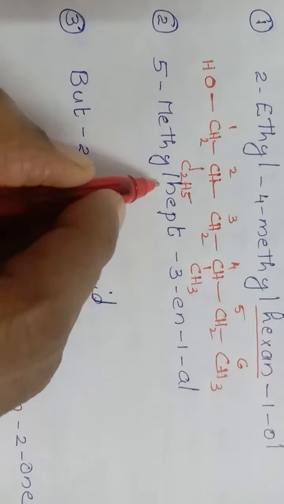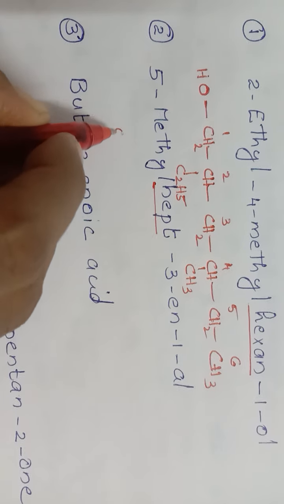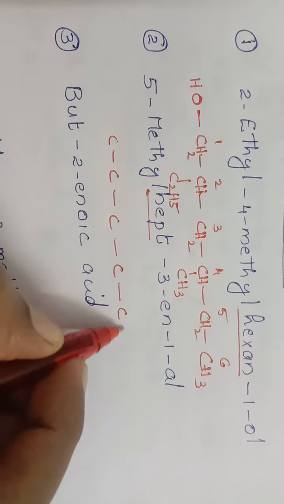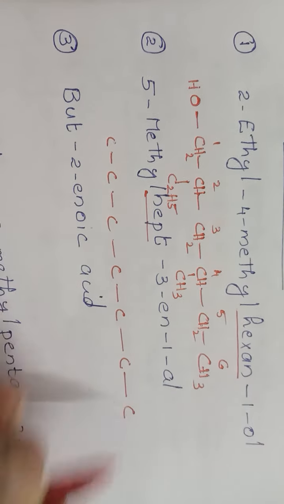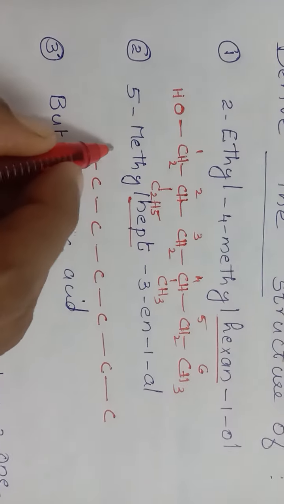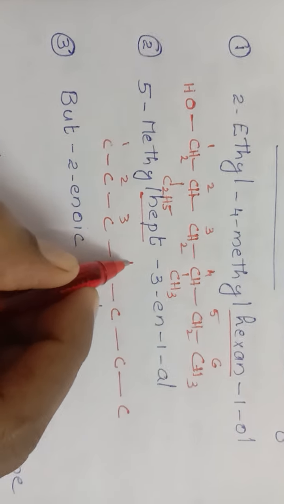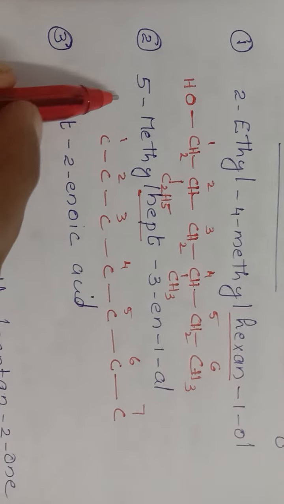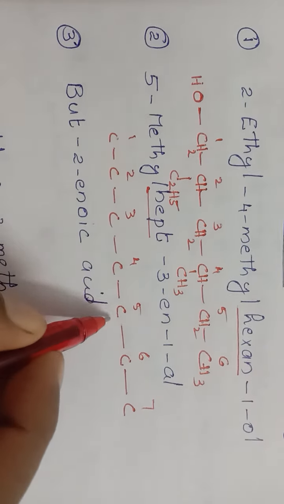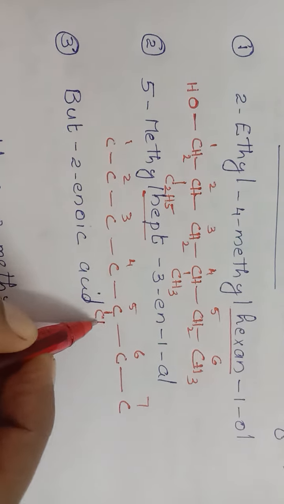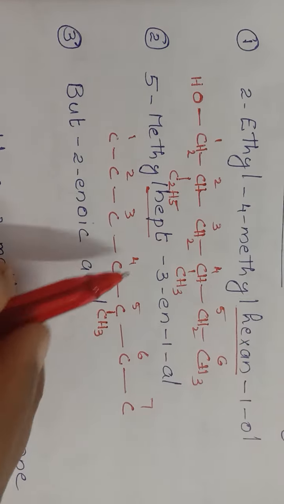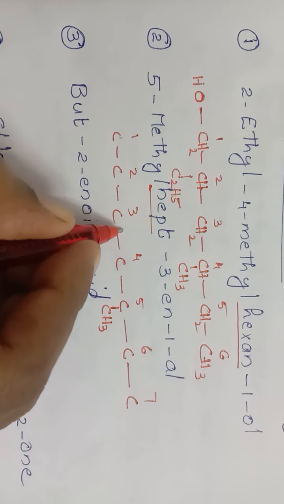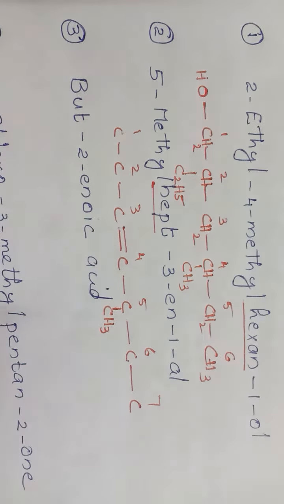Second compound, 5-methyl hept-3-yn-1-al. Find out the word root. Hept. Hept means there are 7 carbon atoms. 1, 2, 3, 4, 5, 6, 7 carbon atoms. Number it. Now fifth position there is a methyl group. On fifth carbon atom there is a methyl group, CH3. Third carbon atom, ene. That means third carbon atom is double bonded. Means third and fourth are double bonded.